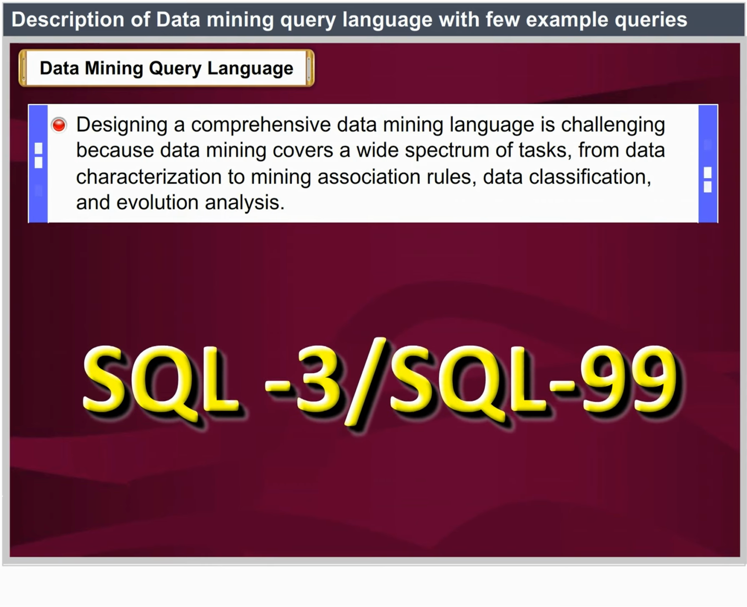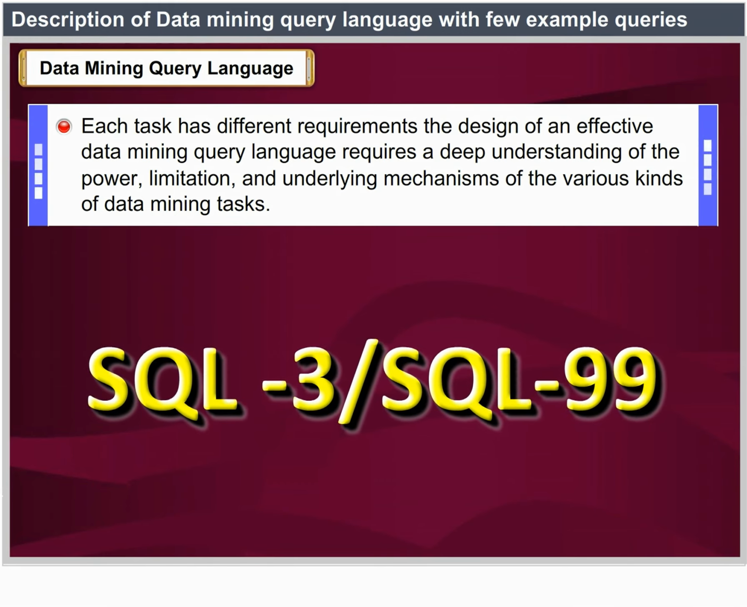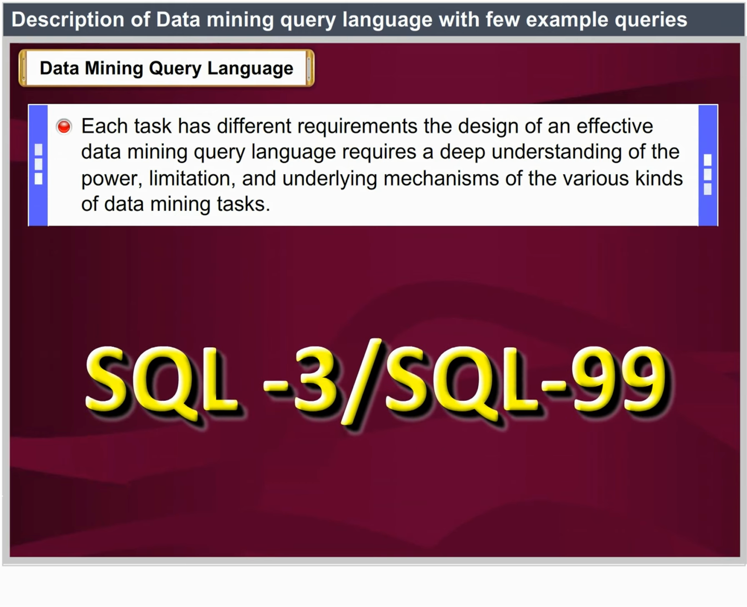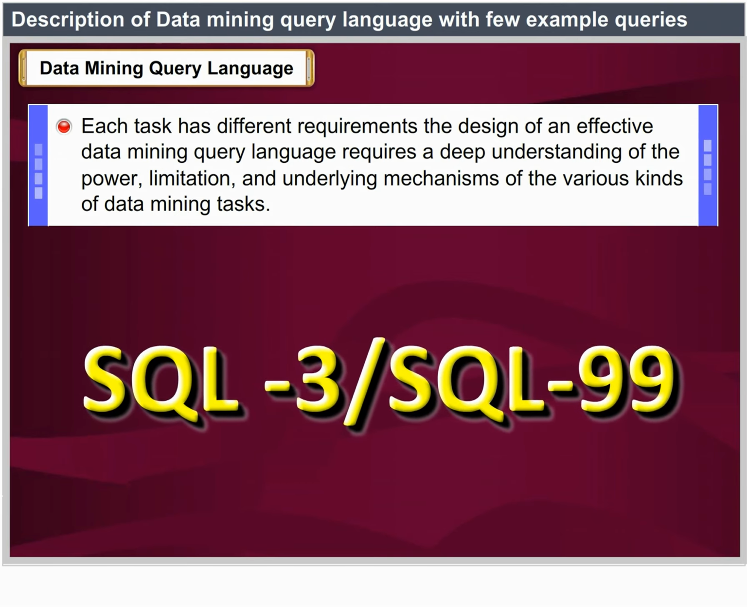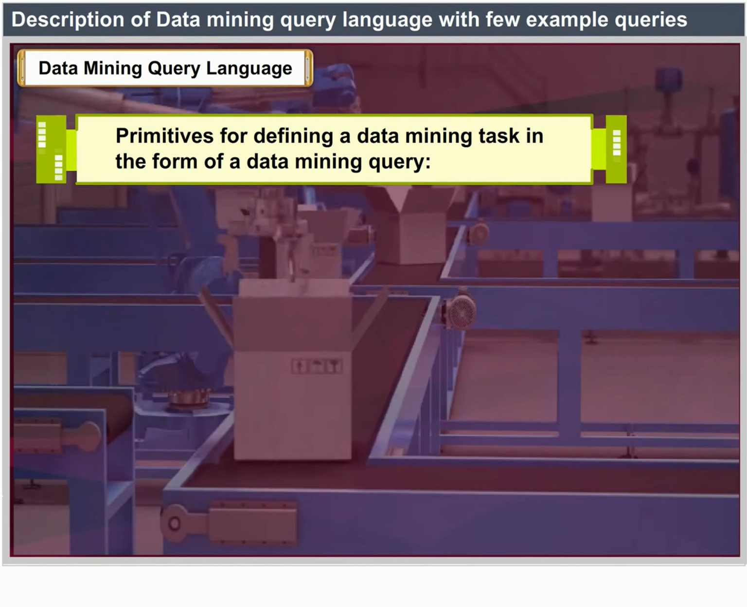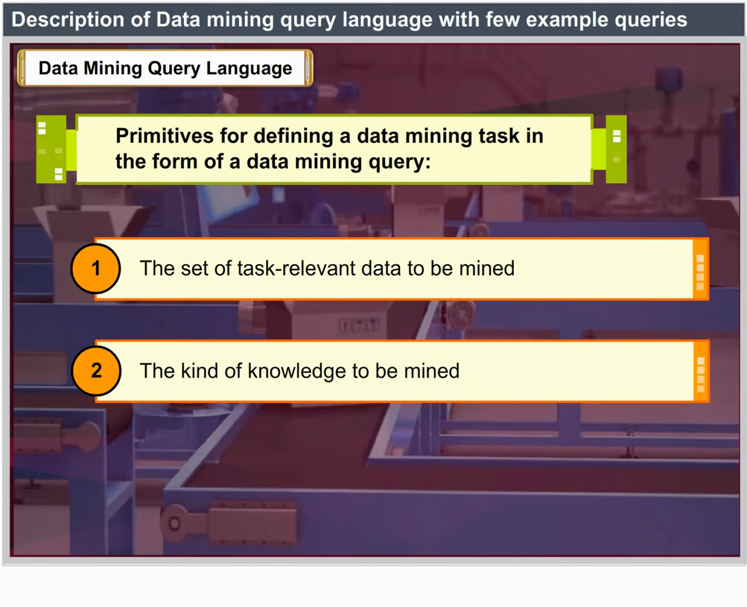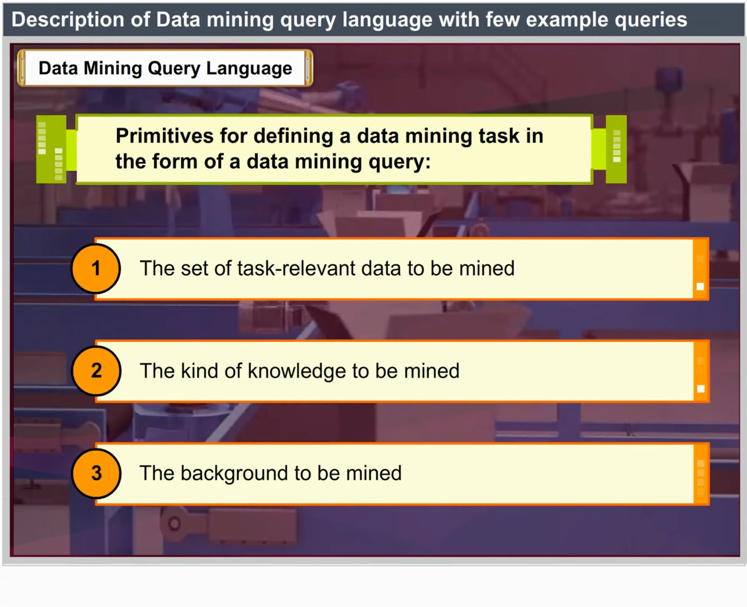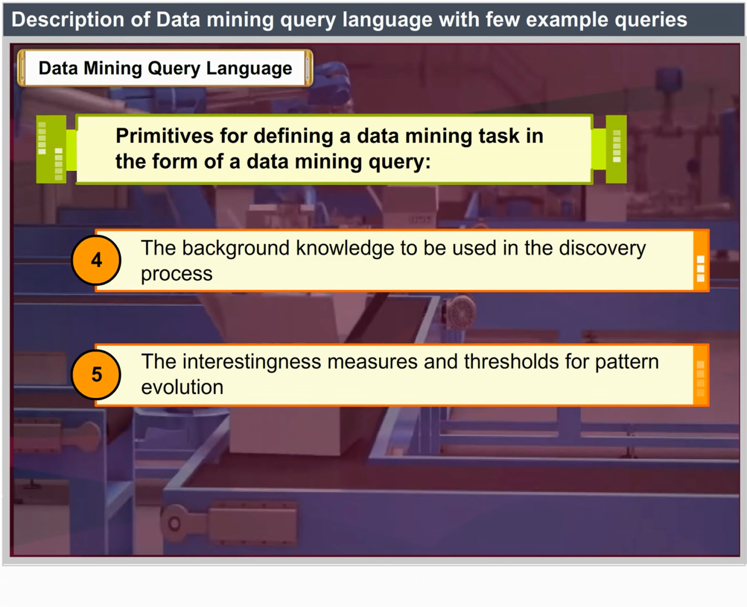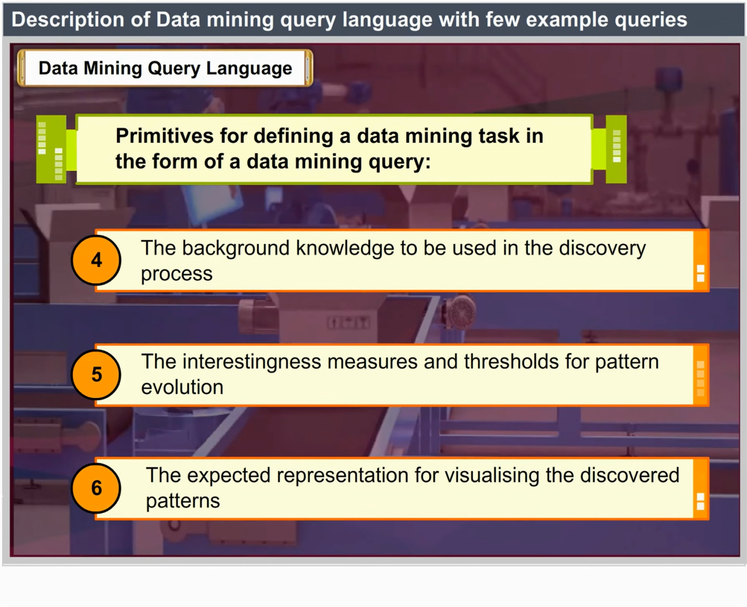Each task has different requirements. The design of an effective data mining query language requires a deep understanding of the power, limitation, and underlying mechanisms of the various kinds of data mining tasks. Primitives for defining a data mining task in the form of data mining query: the set of task-relevant data to be mined, the kind of knowledge to be mined, the background knowledge to be used in the discovery process, the interestingness measures and thresholds for pattern evaluation, and the expected representation for visualizing the discovered patterns.